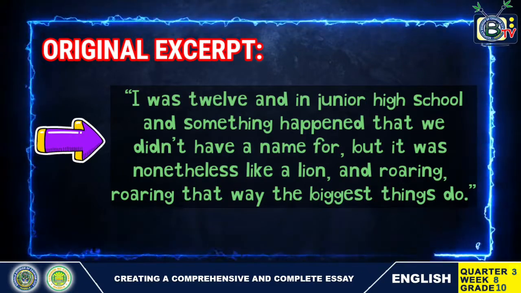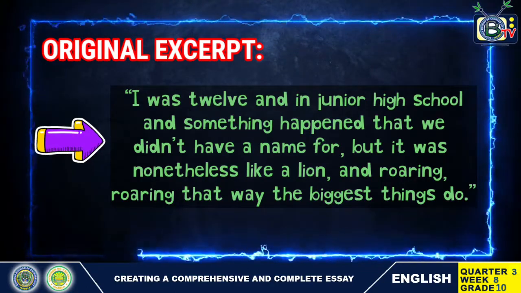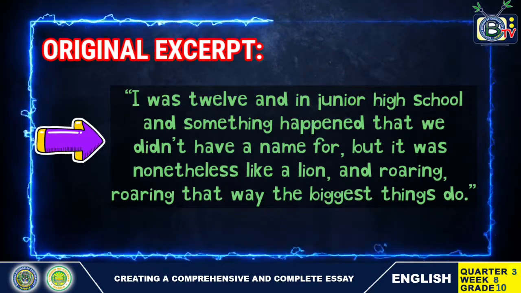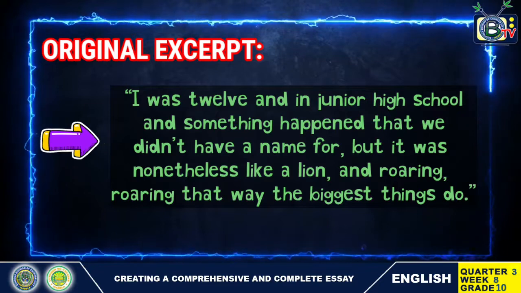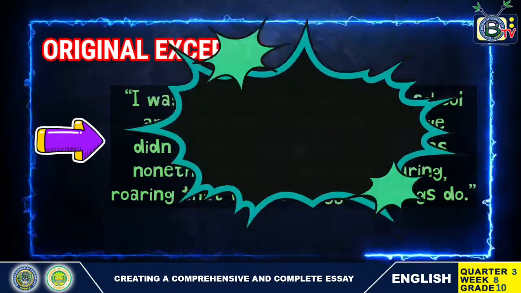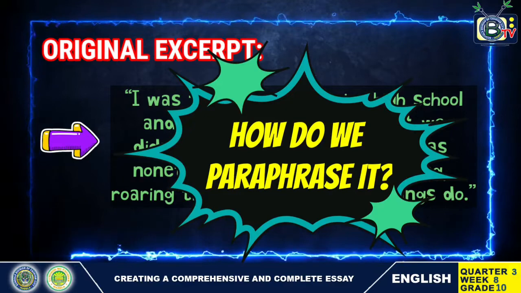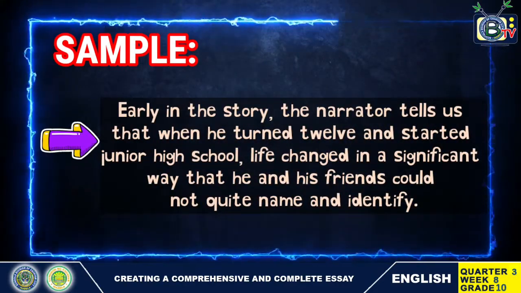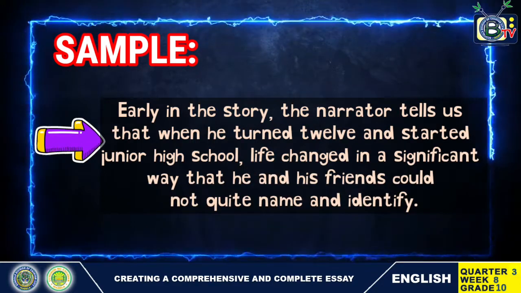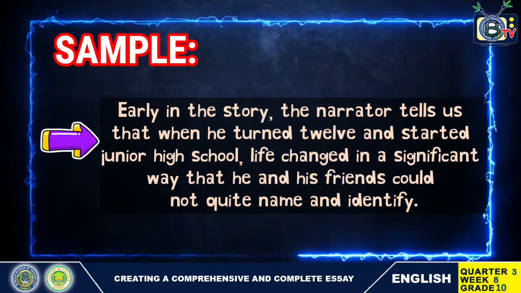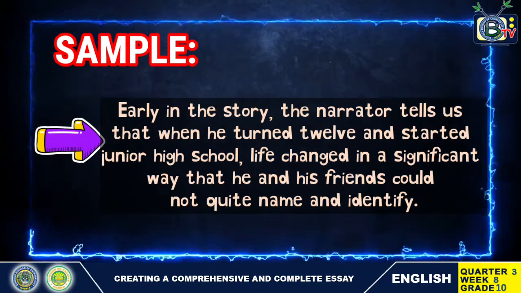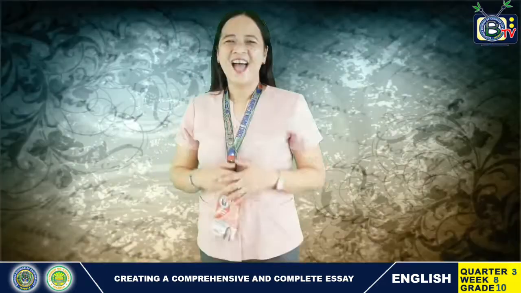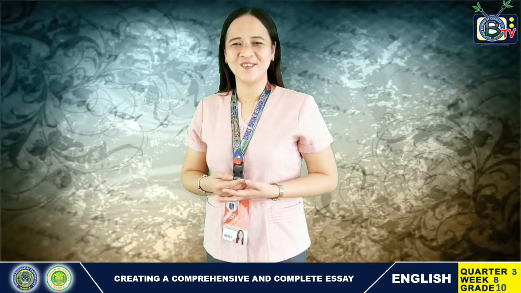I was 12 and in junior high school and something happened that we didn't have a name for. But it was nonetheless like a lion and roaring the way the biggest things do. How do we paraphrase it? Let's check this sample. Early in this story, the narrator tells us that when he turned 12 and he started junior high school, life changed in a significant way that he and his friends could not quite name and identify. I hope you understand how paraphrasing works.